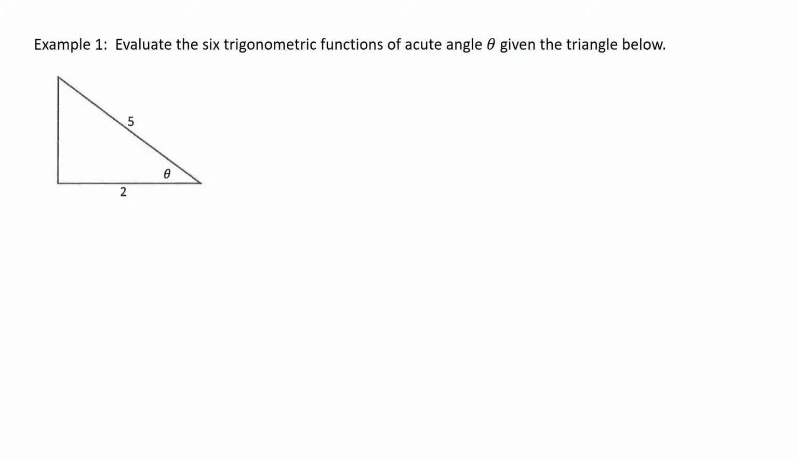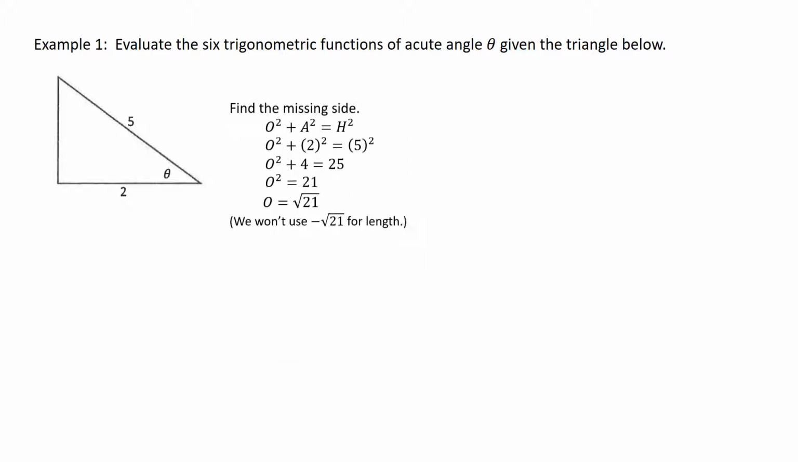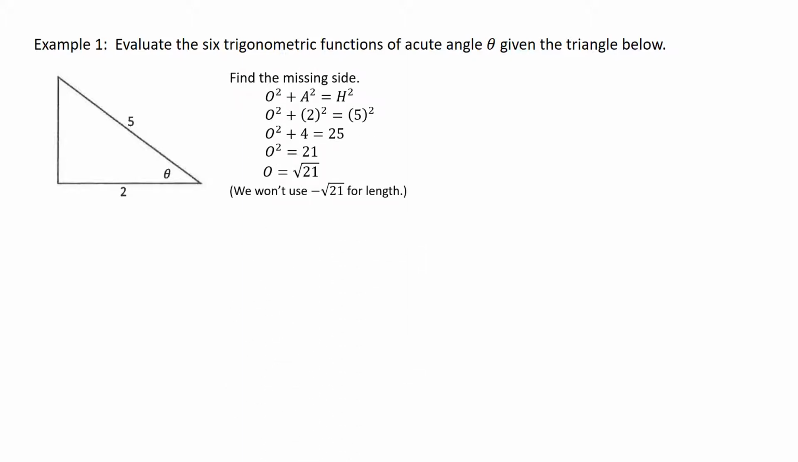For example 1, we're going to evaluate the 6 trigonometric functions of the acute angle theta given the triangle. So here we see that we're given the adjacent side length of 2 and the hypotenuse length of 5. So the first thing we're going to do is find the missing side using the Pythagorean theorem. And the side that we're missing is the opposite. So we're going to use O squared plus A squared equals H squared.